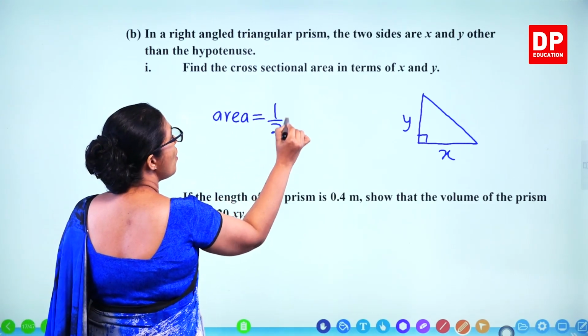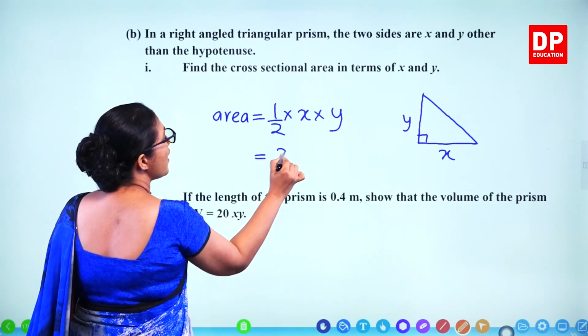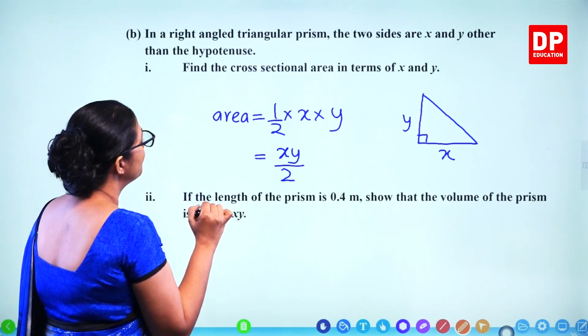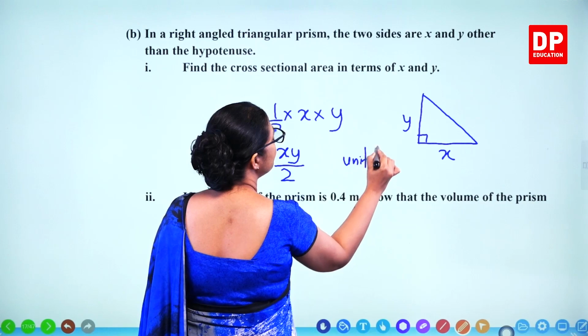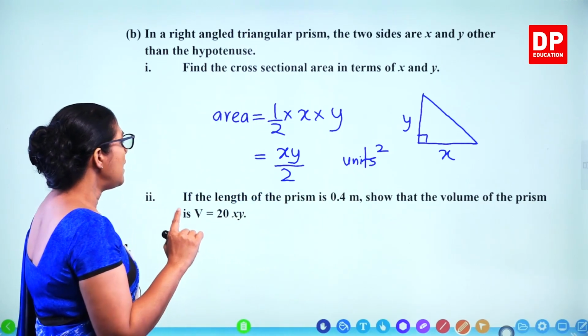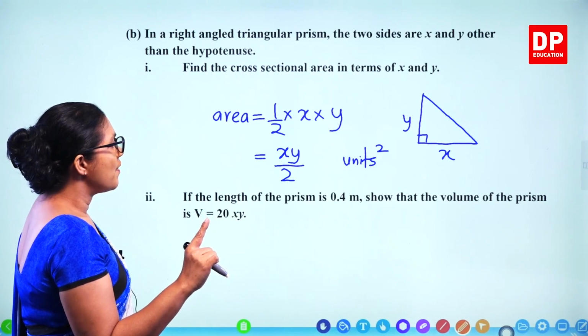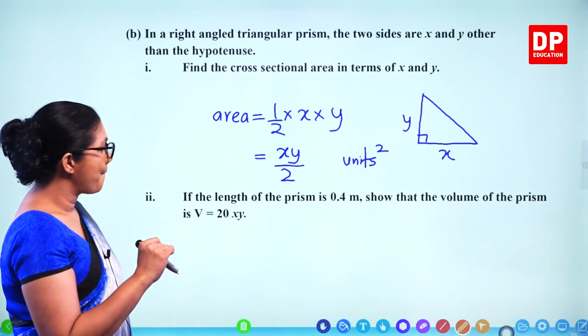Half into base into height, x and y. So xy over 2. We don't know the units, so units squared. If the length of the prism is 0.4 meters, show that the volume of the prism is 20xy.